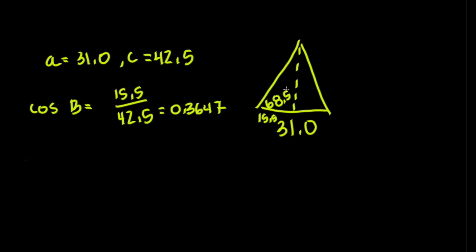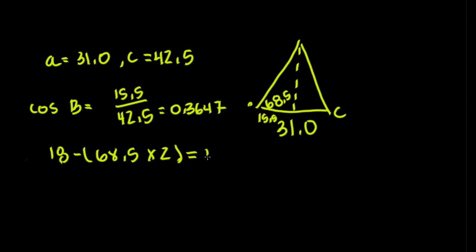Now, let's look at the triangle as a whole. Since this is an isosceles triangle, we know that angle B over here and angle C over here are both going to be 68.5 degrees. We need to take the sum of all the degrees in the triangle, which is 180, and subtract that by 68.5 times 2.